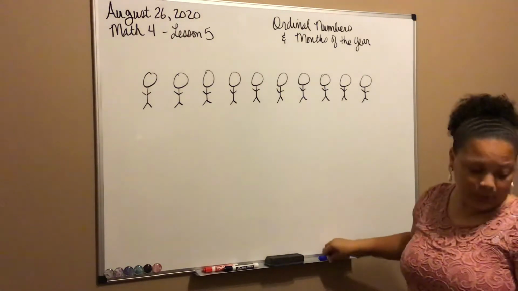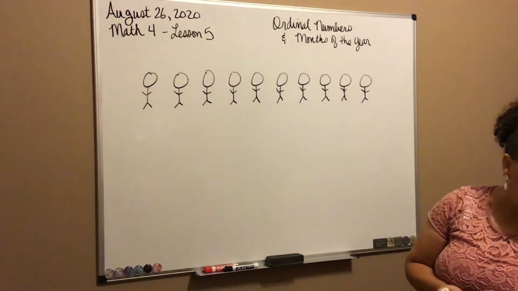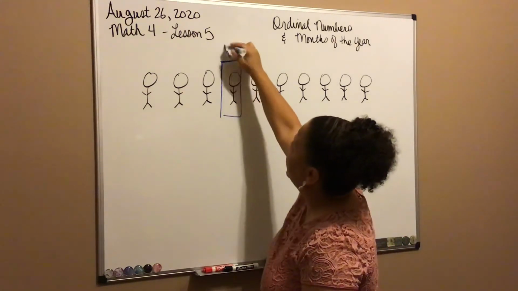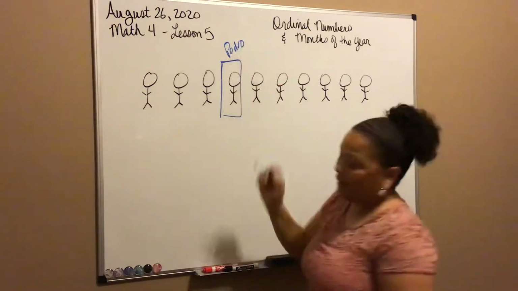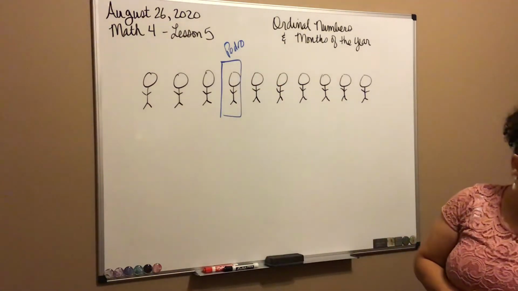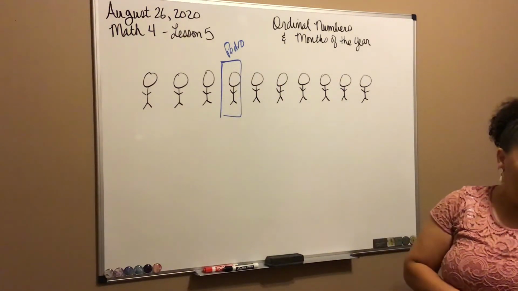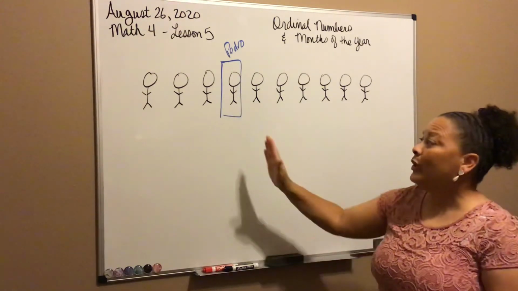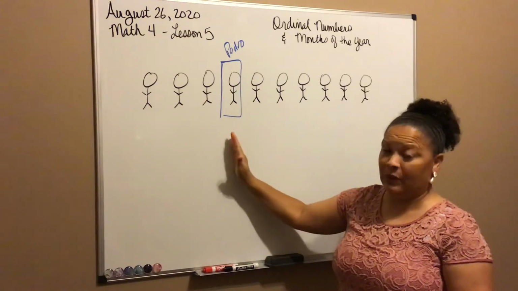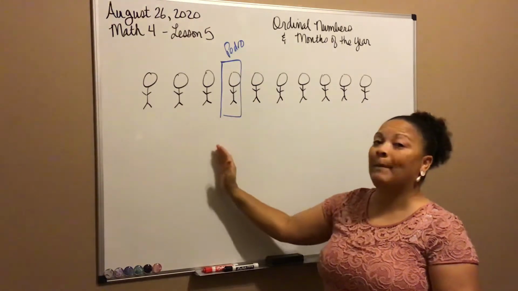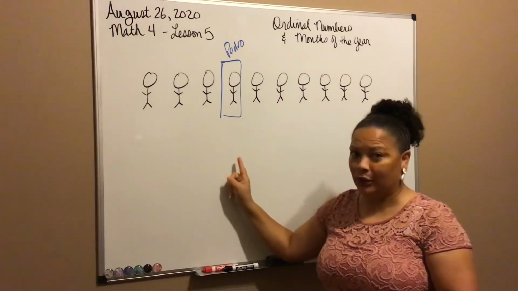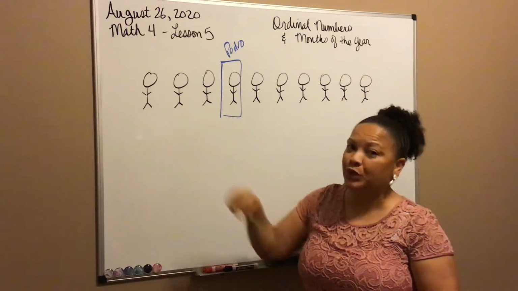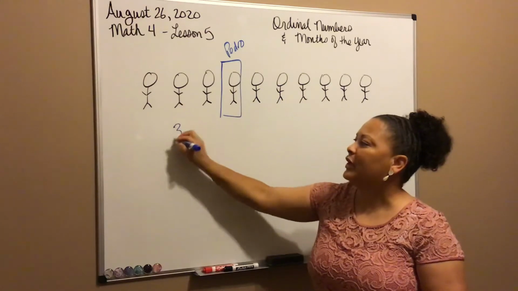So for example, if we have the student named Pedro, we're going to say that this is Pedro. And we want to know how many children are in the front of Pedro. We are not going to count Pedro. We just want to know how many are before him, not including him. So there are 1, 2, 3 students before Pedro.